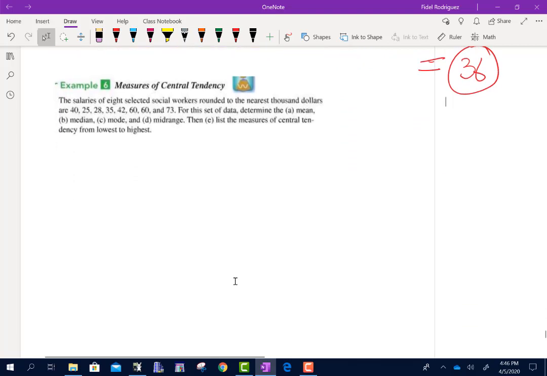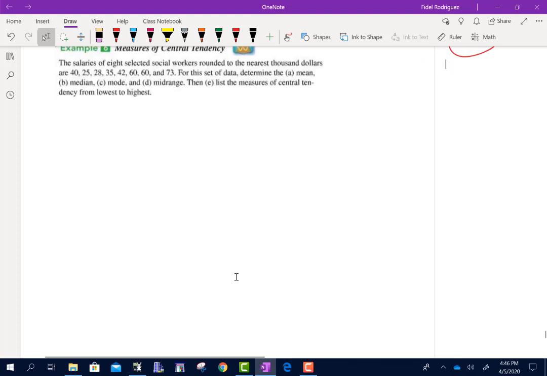Okay, so moving on to the next example that I got right here. It says the salaries of 8 selected social workers are rounded to the nearest $1,000. They're 40, 25, 28, 35, 42, 60, 60, and 73. We want to find A, the mean, B, the median, C, the mode, and D, the mid-range.